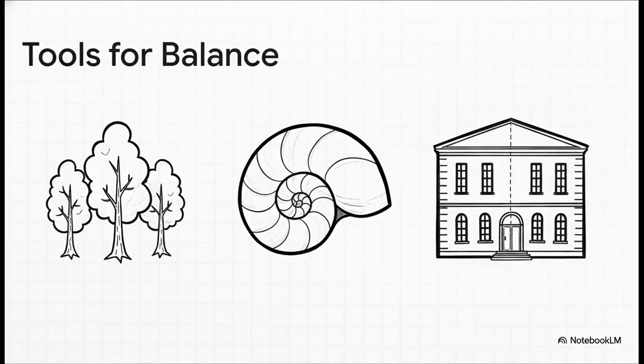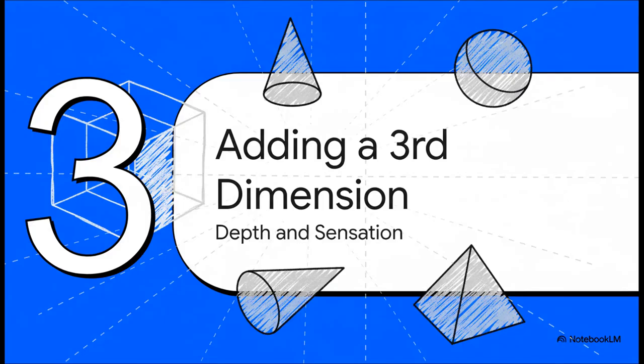Well, there are a few classic tools for creating that harmony. The rule of odds says that groups of 3 or 5 are just more interesting to look at than groups of 2 or 4. The golden ratio creates compositions that just feel right. And of course, you've got perfect symmetry, which Wes Anderson has famously used to create his formal, stable, and wonderfully artificial-looking worlds. So far, we've pretty much been talking about arranging a flat, 2D image.